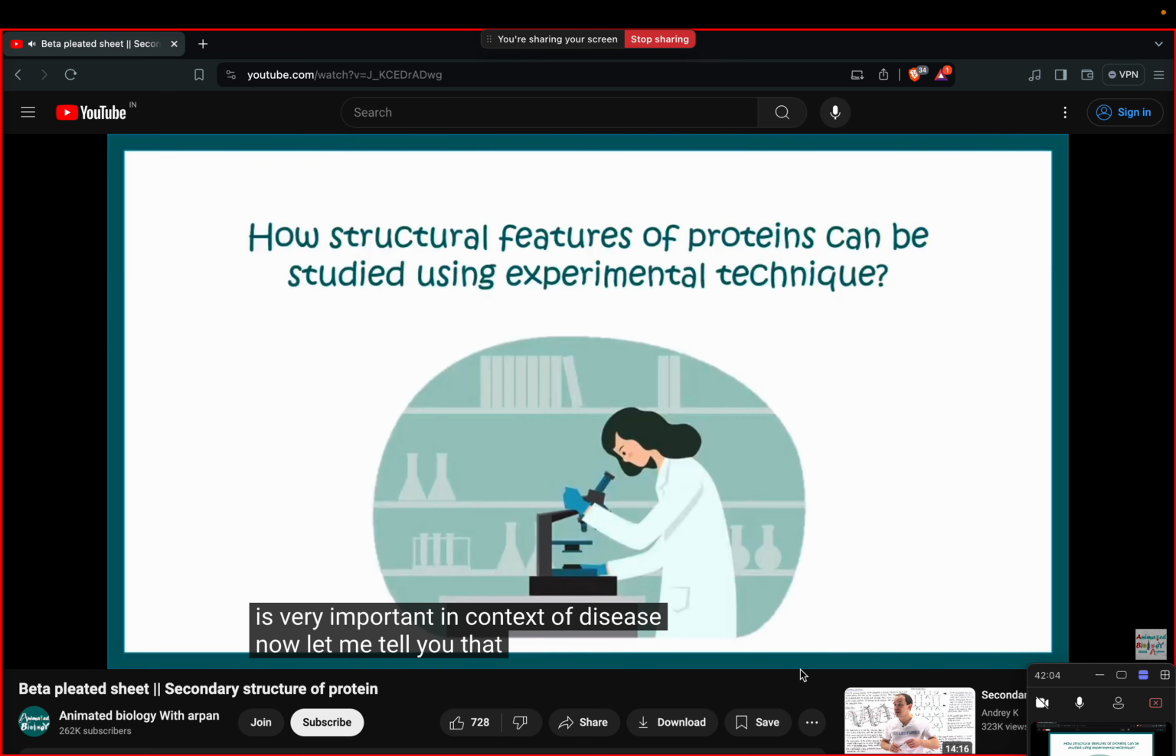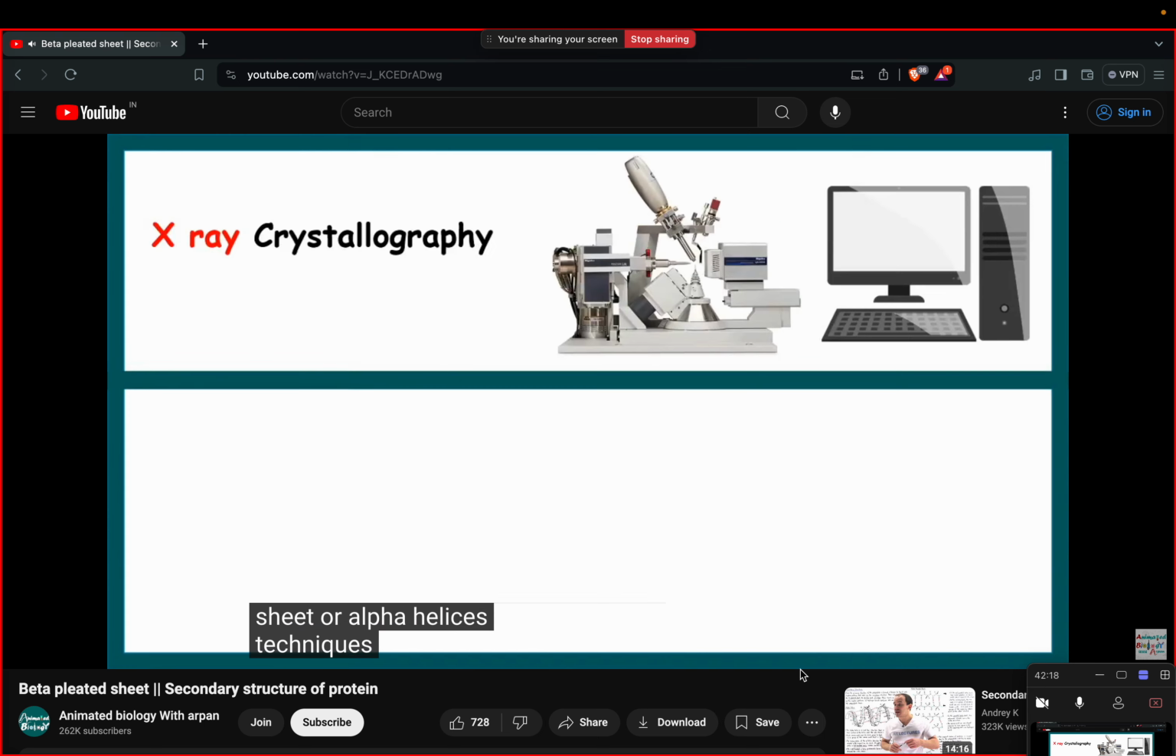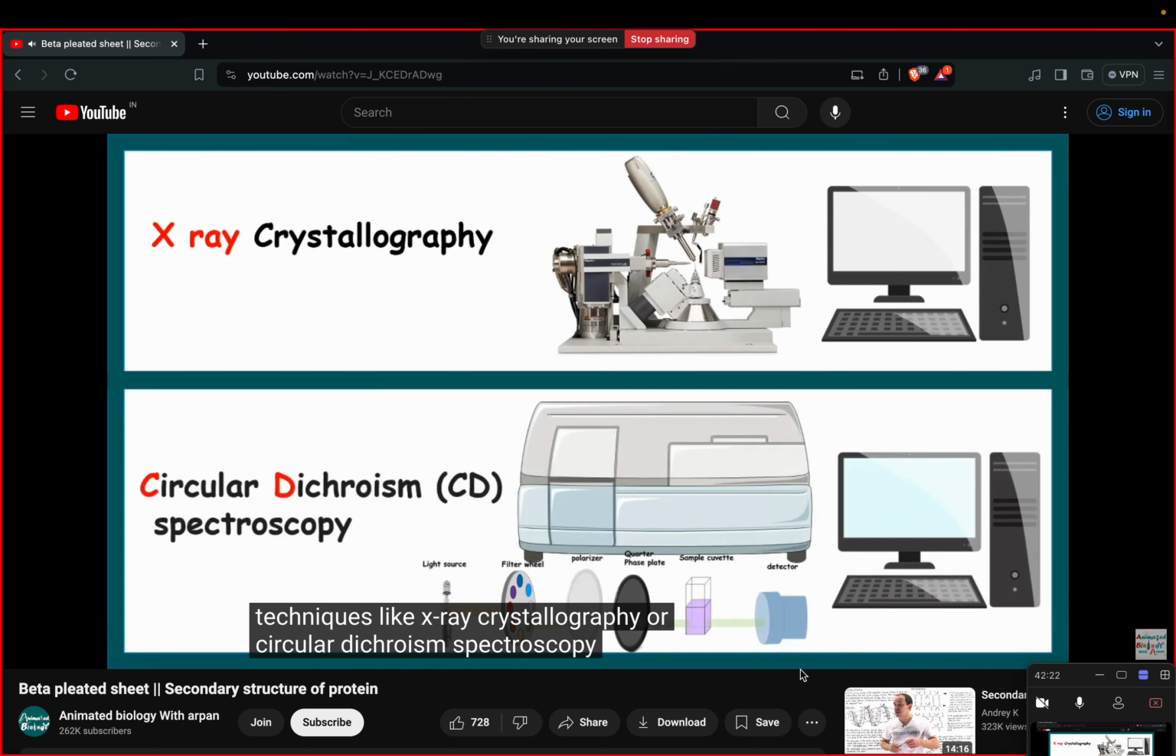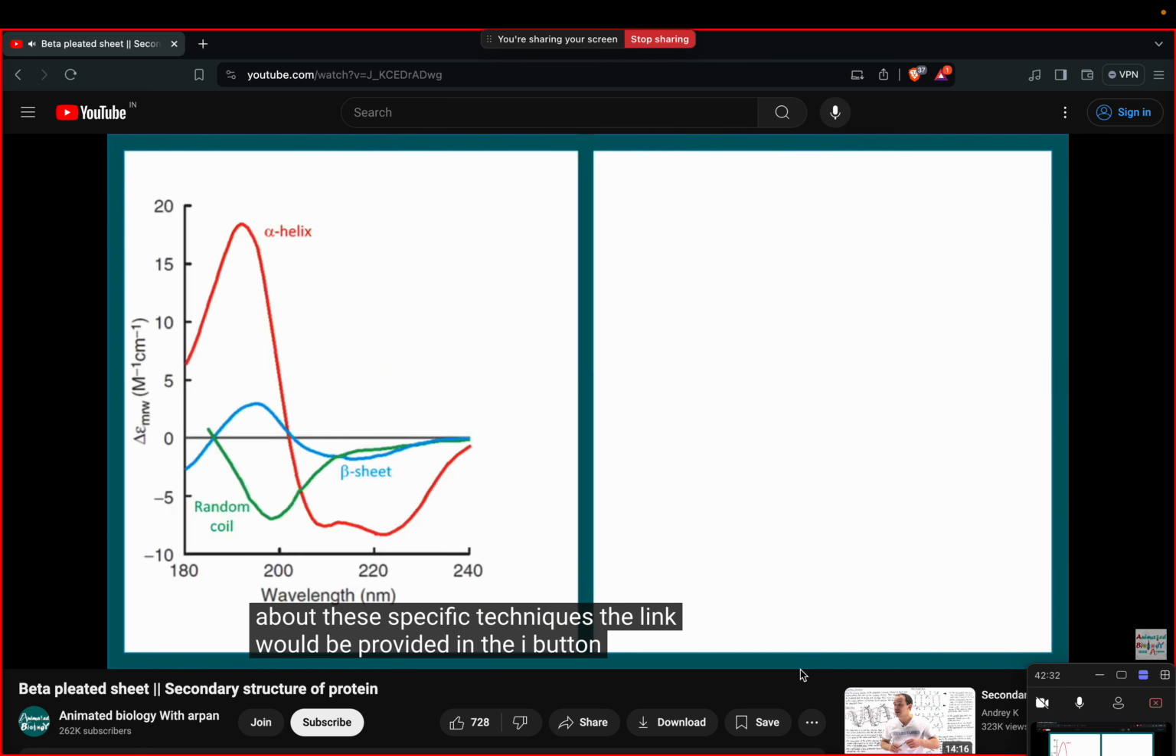Now let me tell you how structural features of proteins can be studied using experimental techniques, like how we can experimentally determine the changes at the level of beta pleated sheet or alpha helices. Techniques like X-ray crystallography or circular dichroism spectroscopy could be useful to study these features. So if you want to learn about these specific techniques, the link would be provided in the I button.